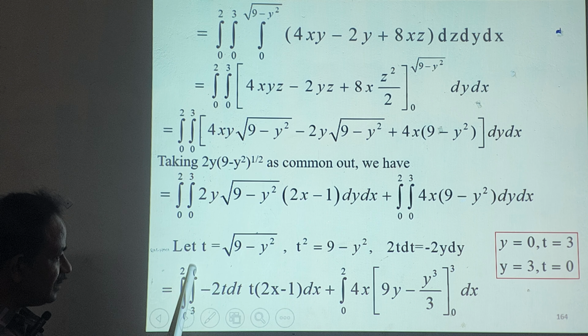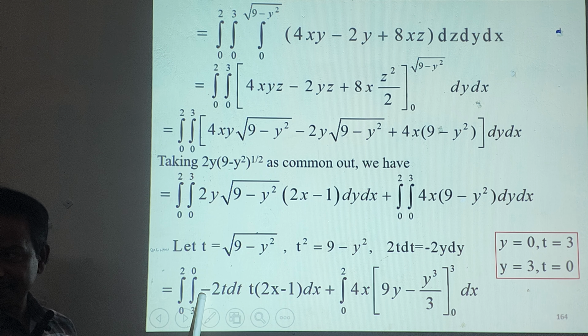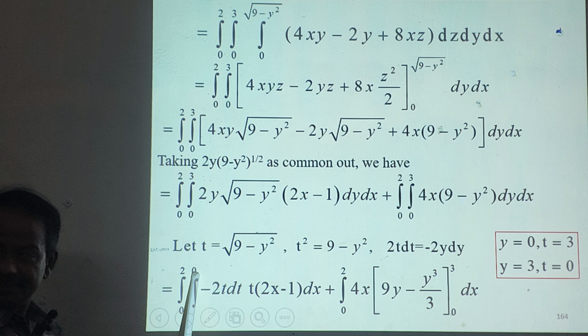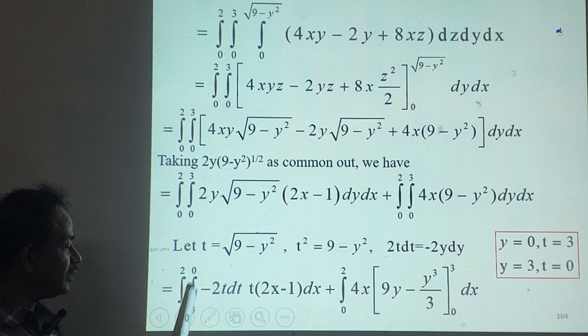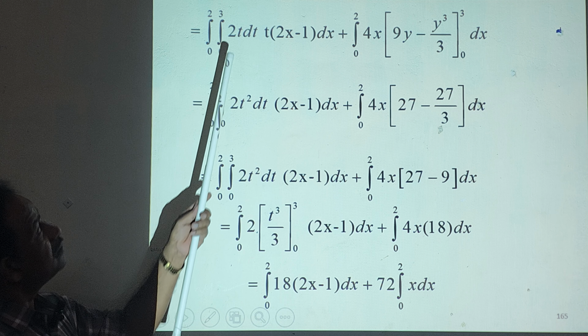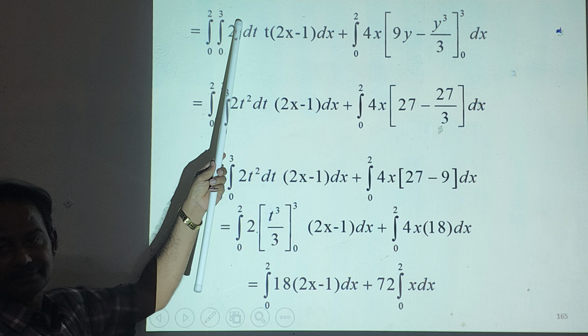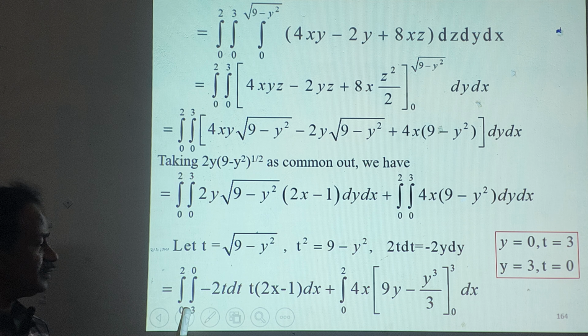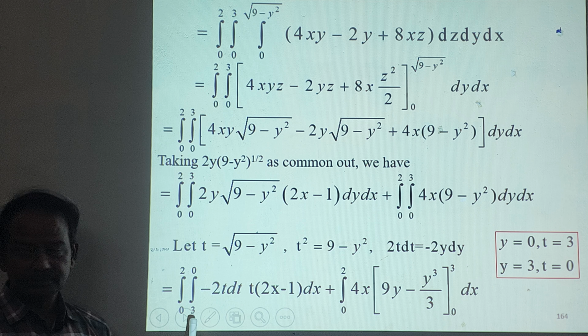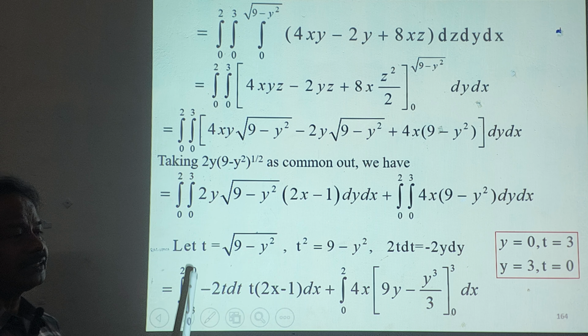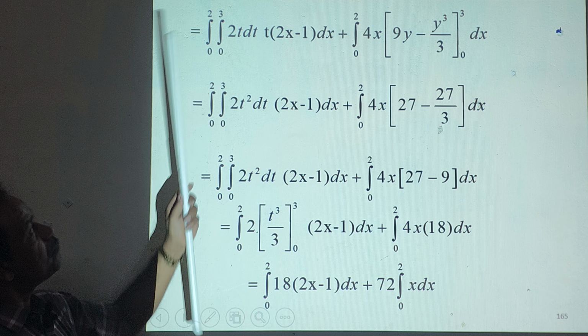Now I can interchange the limits and remove the minus sign. So I have removed the minus sign, and now the limits are 0 to 3. Is it okay? See, I have changed the limit and removed the minus sign.